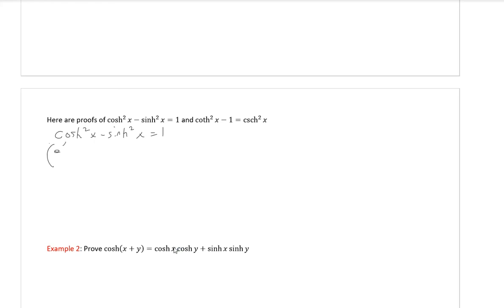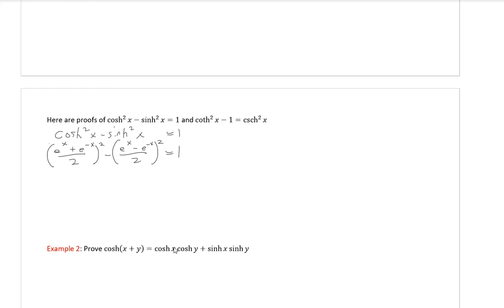Cosh we know is e to the x plus e to the negative x all over 2. And this is a quantity squared. Minus sinh, which is e to the x minus e to the negative x all over 2. And because it's sinh squared, this quantity is squared. We want to show that this is equal to 1. The reason we don't want to mess with the other side is because if I'm trying to prove this, I don't know if this is true yet. So my goal is to show that this equation is valid, not to assume that it is and simply add or subtract to both sides, which I can only do if I have an equation.